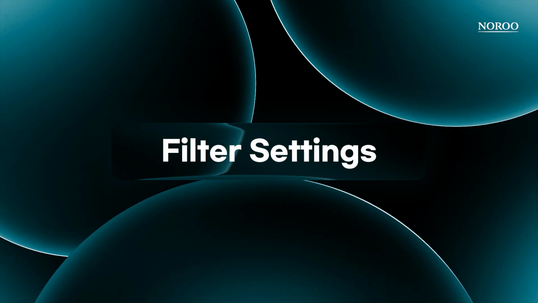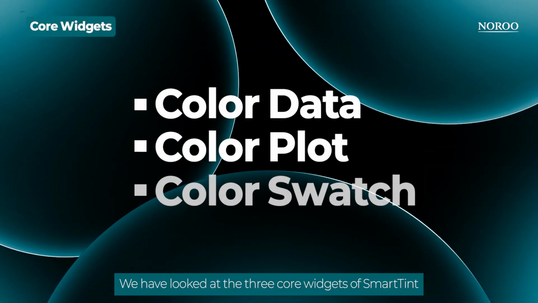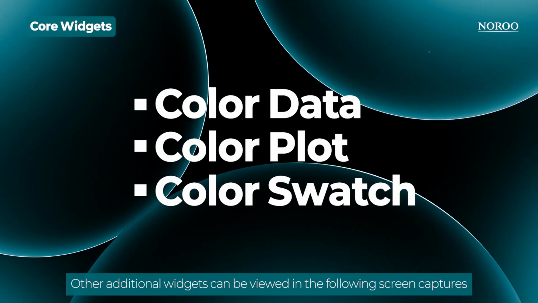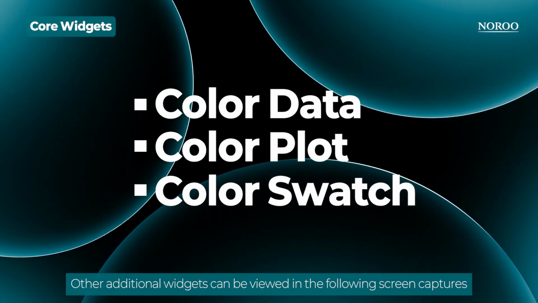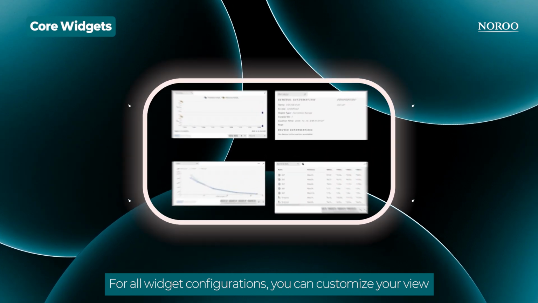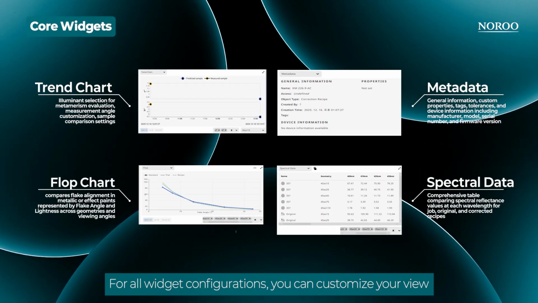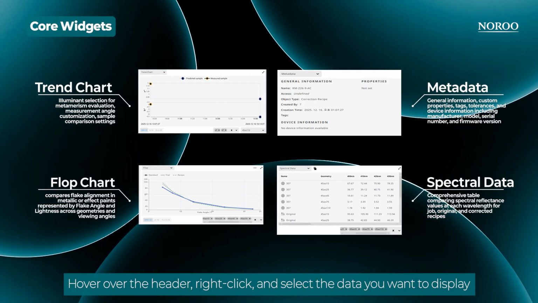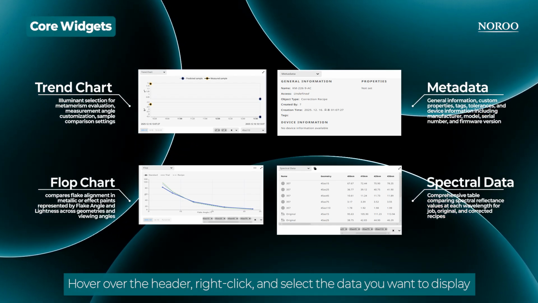Filter settings. We have looked at the 3 core widgets of SmartTint. Other additional widgets can be viewed in the following screen captures. For all widget configurations, you can customize your view. Hover over the header, right-click, and select the data you want to display.